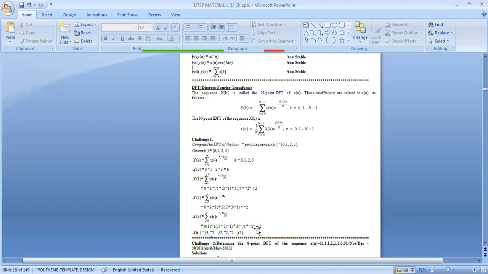So we'll be having x of 2 as minus 2, and then x of 3 as minus 2 minus j2. This is the way to compute the DFT of the 4-point sequence. Similarly, we have to do it for the 8-point sequence. So for the 8-point sequence, now summation n is equivalent to 0 to n minus 1, so 0 to 7 we have to split over here.